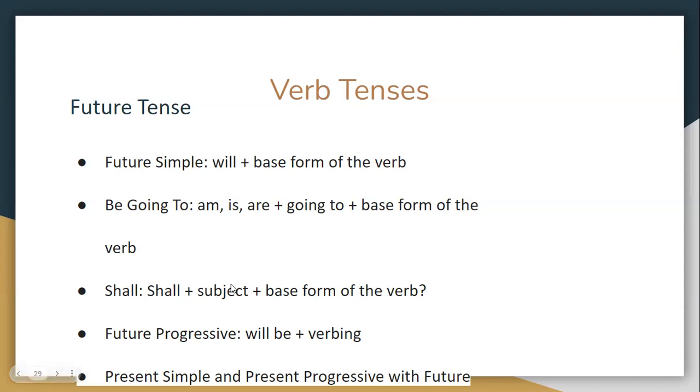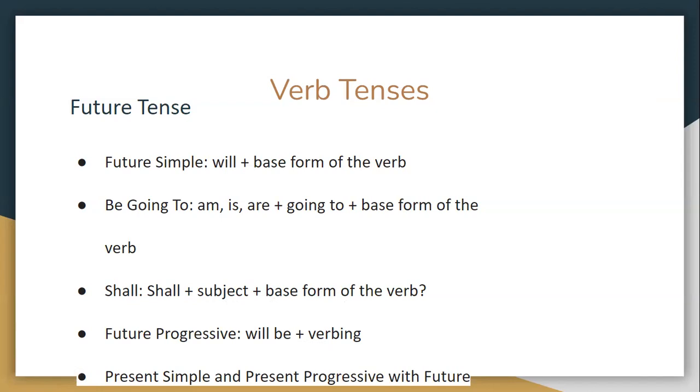So shall plus the subject and verb. Shall we go out to lunch? Shall we eat at the picnic table? Future progressive, will be plus the verb. I will be going to the store.